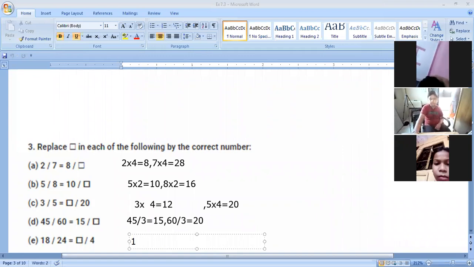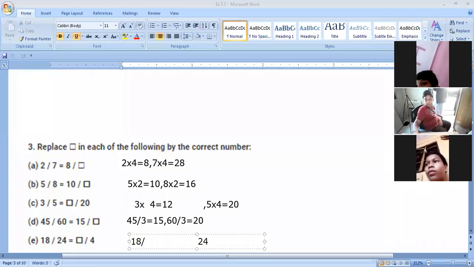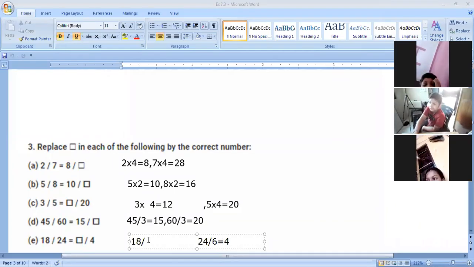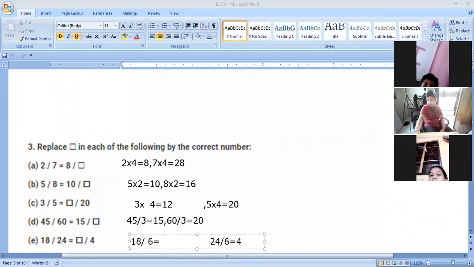18 will be divided with which number? Let's do the denominator first because the denominator is given. So we'll divide 24 by 6. Yes. 6 4s are 24. So you're going to divide it by 6. You are getting 4 here. So 18 also divided by 6. You're getting 3.